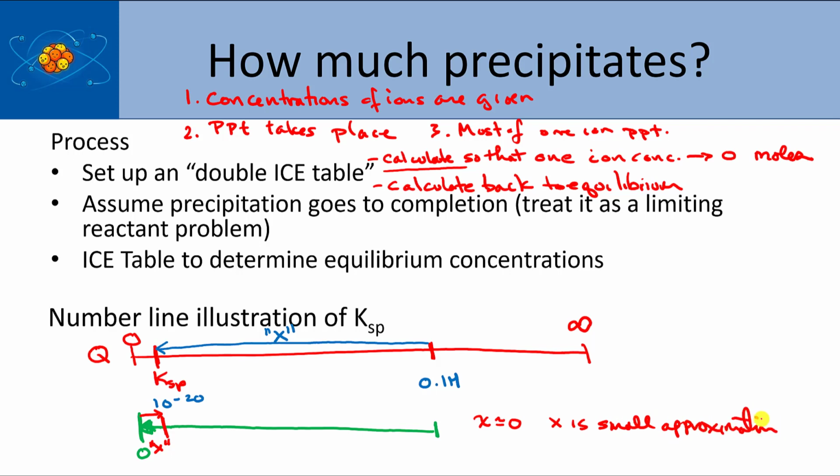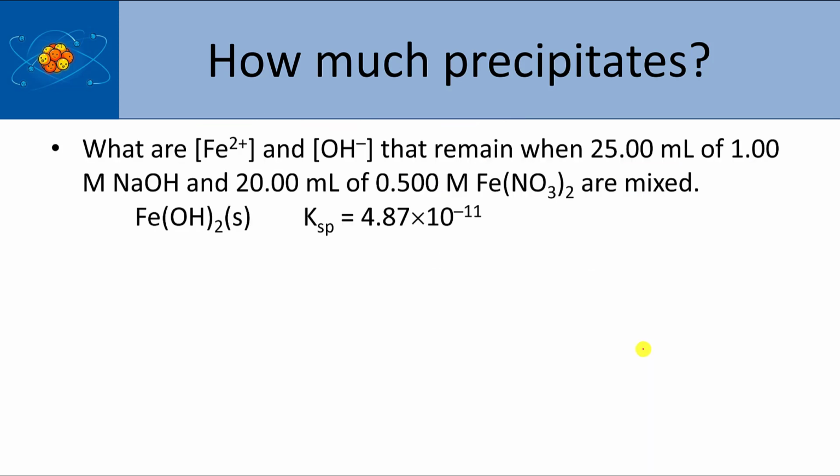Okay, so let's go ahead and do a problem, sort of put this all into place. But that's the concept, okay? We're going to assume it all precipitates, and then we'll come back to equilibrium. All right, so I have, what are the iron and hydroxide ion concentrations that remain when 25.00 milliliters of 1 molar sodium hydroxide and 20 milliliters of 0.5 molar iron nitrate are mixed?